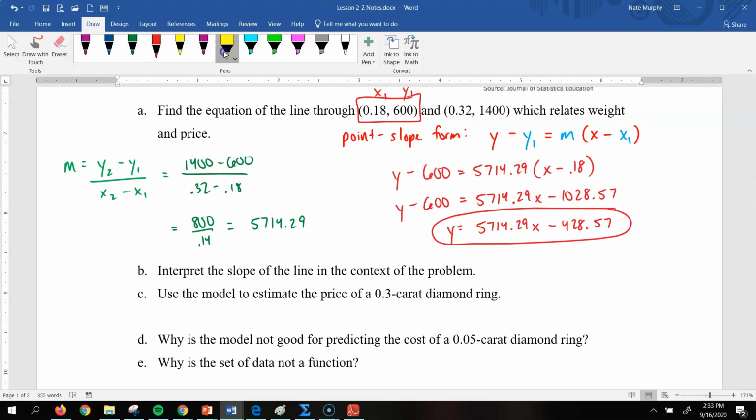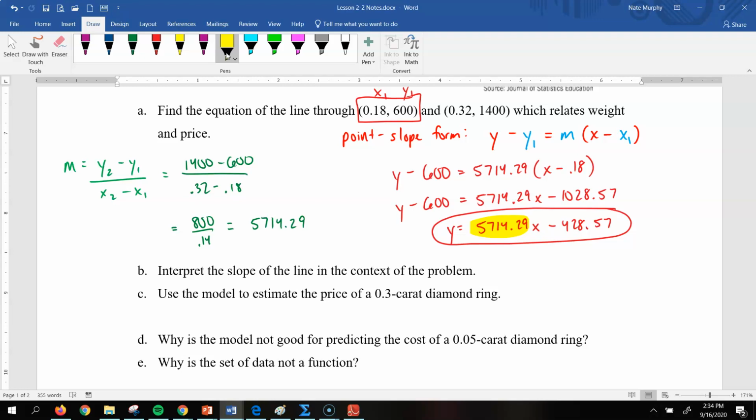So the slope of the line is this piece here, remember. So what that means is that's each carat. So the 5,714.29 represents an increase by about that much dollars. So it'll be about $5,714.29 increase per carat increase. So for every carat increase, so going from 1 carat to 2 carats and so on, the value is going to increase by that much.